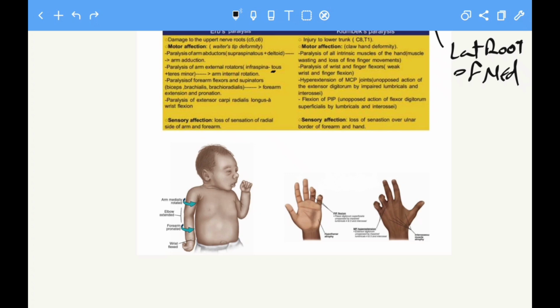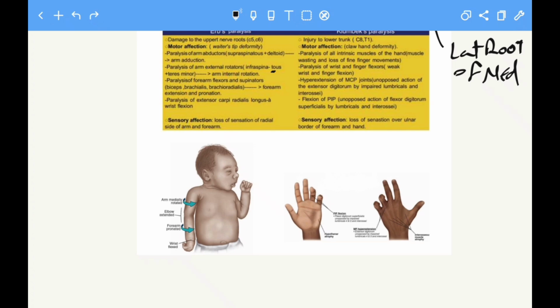As we mentioned before, the forearm is extended. Why is there extension? Due to failure of flexion, due to affection of the musculocutaneous nerve, which comes from the lateral cord. Why is there wrist flexion? Due to affection of extensor carpi radialis, which is supplied by the radial nerve, which comes from the posterior cord. There is internal rotation due to affection of external rotators like infraspinatus and teres minor. There is arm adduction, due to affection of the abductors, supraspinatus and the deltoid, which are supplied from the posterior cord.